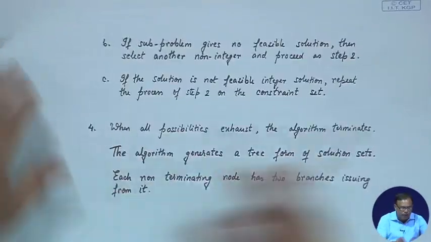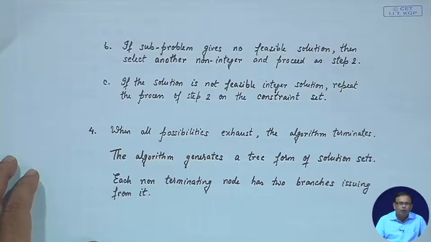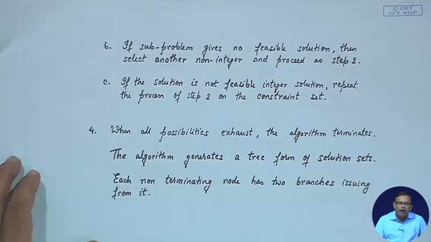The next case: if the subproblem gives no feasible solution, then select another non-integer decision variable in the basis and proceed as in step 2. That means, if the non-integer variable you have taken is divided into two subproblems and both subproblems have no feasible solution, then you have to choose another non-integer variable and repeat the process as in step 2.